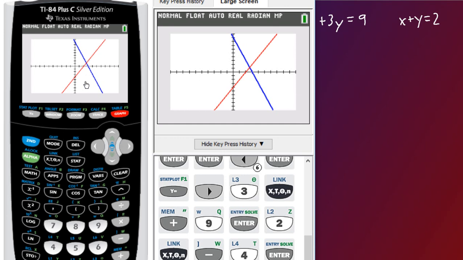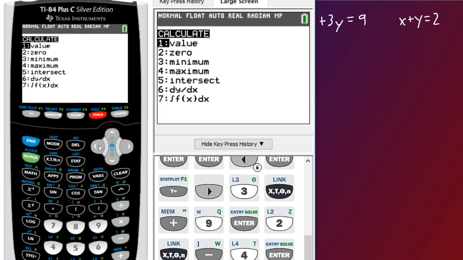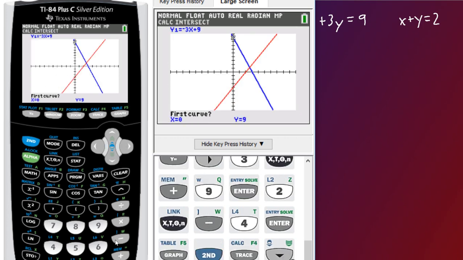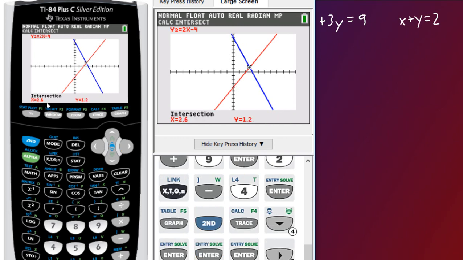Alright, so we have an intersection right here. So we're going to press second, trace or calculate, and we're going to go down to intersect. That's what we want. And first curve, just press enter. Second curve, press enter. And I guess we do want to move that cursor closer to there. So I moved it from here to here. I'll press enter. It doesn't have to be exact. I could even move it past it if I wanted. But it doesn't have to be right out there. Alright, and press enter. And I get 2.6 and 1.2.